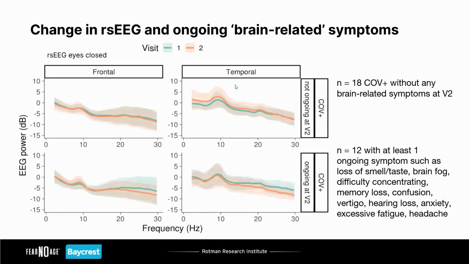And this is the pattern of their EEG data comparing visit 1 in green and visit 2 in orange. And what you can see is that the people who continue to experience symptoms didn't see a shift in their EEG power between visit 1 and visit 2 in the lower frequencies, and there was still a reduction in the beta band here. Whereas people who don't endorse any more symptoms see an increase in the power in their lower frequencies at visit 2, indicating a recovery.